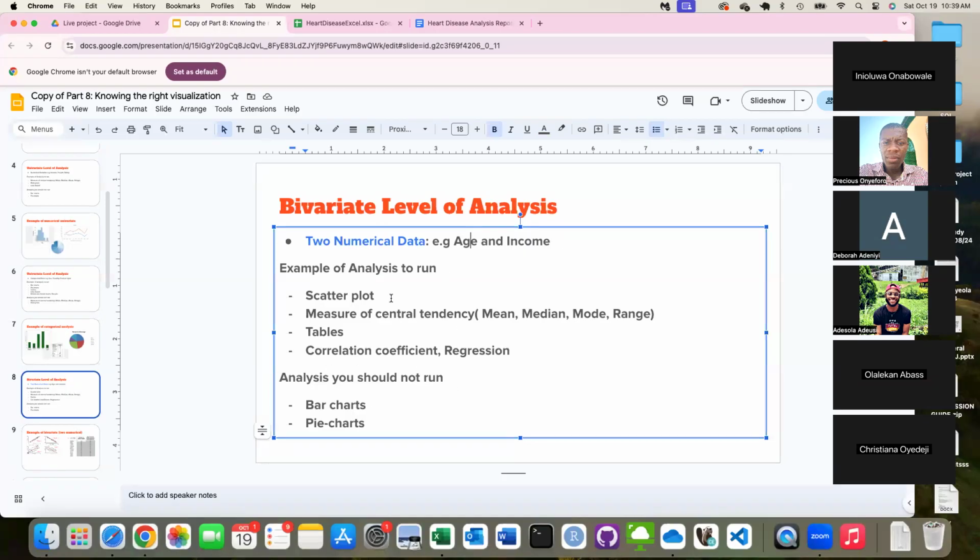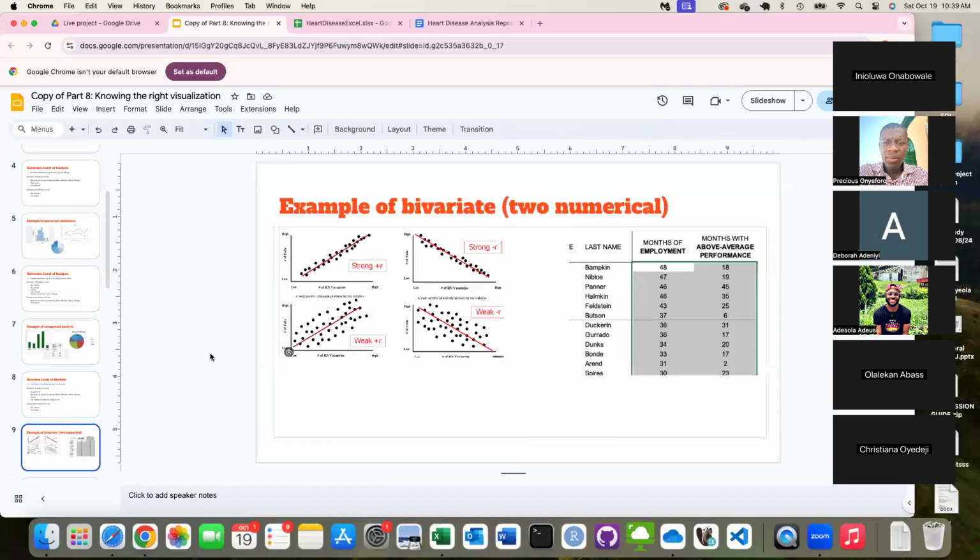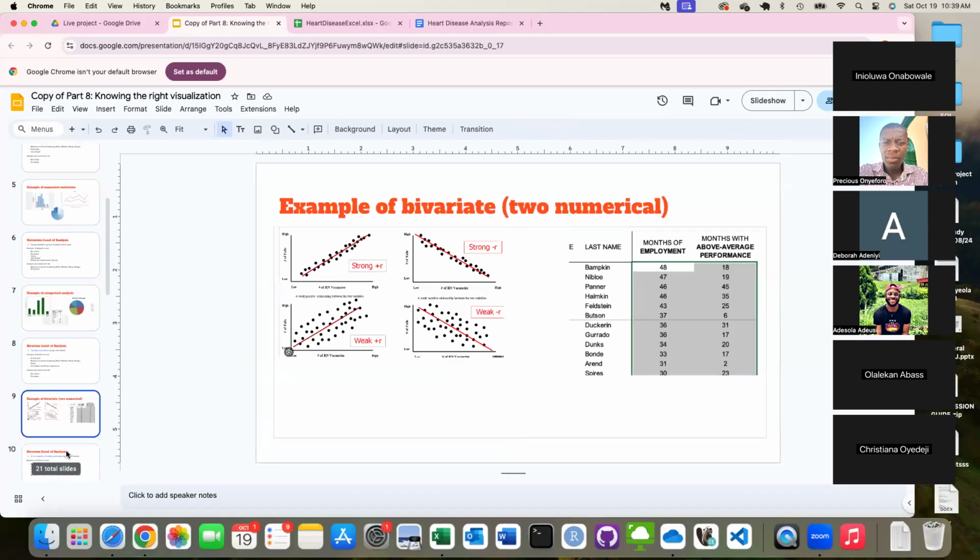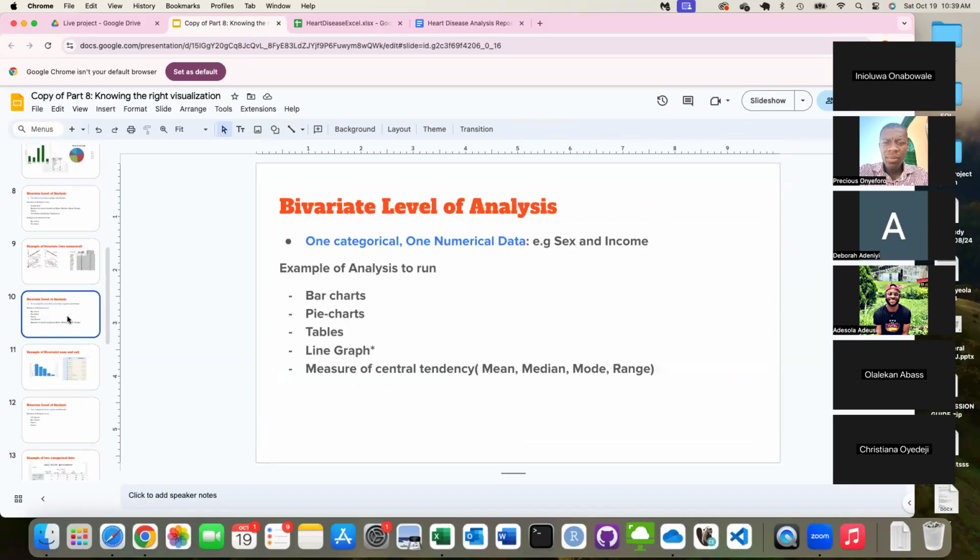I'm not going to be going into all of this analysis today. Analysis you should not run is a bar chart. Bivariate analysis, let me not go into this. Let me just skip this one now. So most of the time, this is the type of bivariate analysis that you run. One categorical, one numerical. You have sex and income, bar chart, pie chart, all of that.